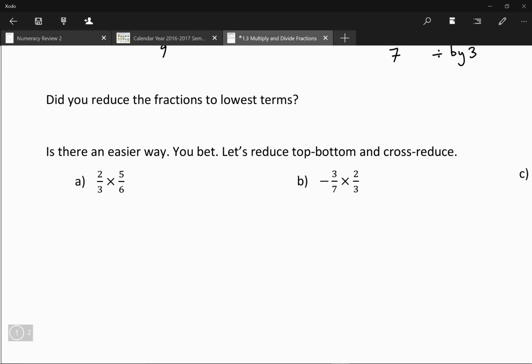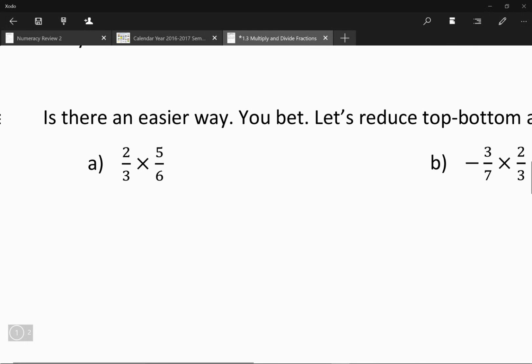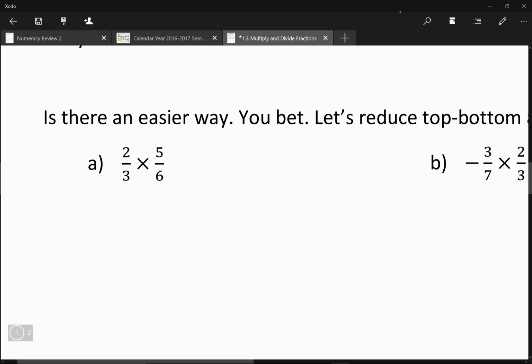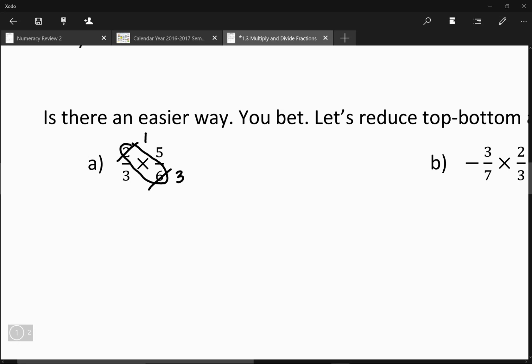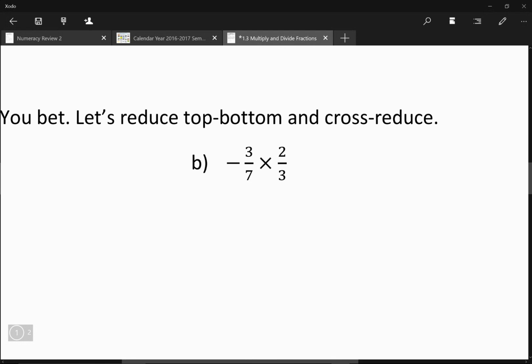So 2 over 3 times 5 over 6. Well, it turns out you can reduce this if you look at the numbers this way, 2 and 6. I can reduce this to 1 over 3. Okay, and if I reduce it to 1 over 3, then when I multiply 1 and 5 together, I get 5. And if I multiply 3 and 3 together, I get 9.